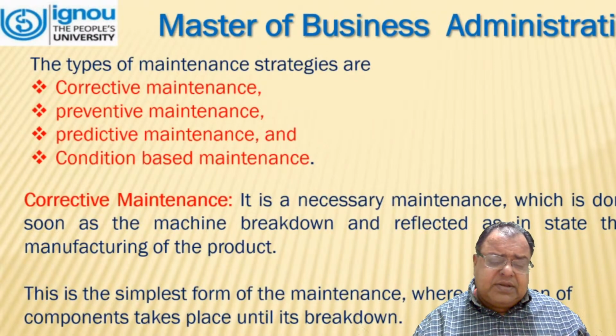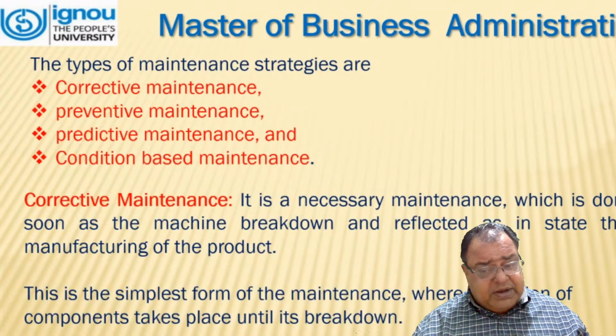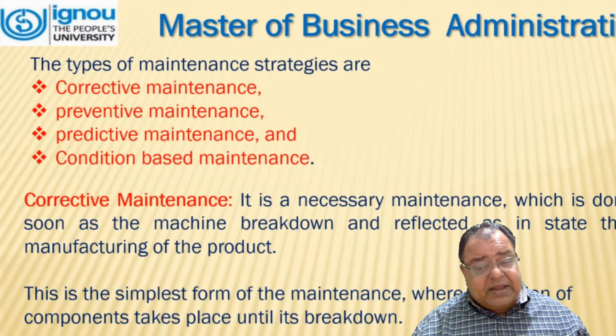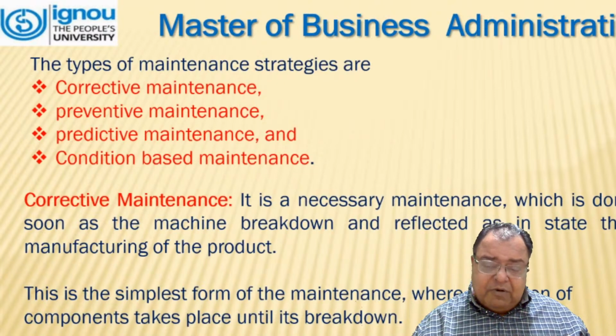Corrective maintenance is necessary maintenance, which is done subsequently as soon as the machine breaks down and is left in a state that can affect the manufacturing of the product.